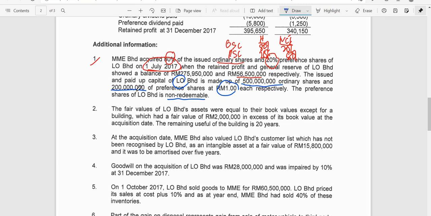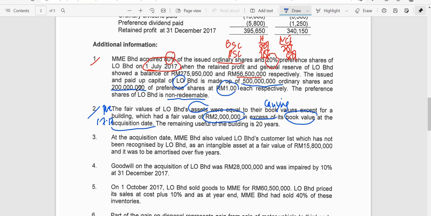And then number 2, you have the information on fair value adjustment. You were informed that the fair value of LO, the subsidiary company's assets, were equal to their book values, or the carrying values, except for a building which had a fair value of 2 million in excess of its book value. So there was a revaluation surplus, and this happened on the acquisition date, 1st of July 17. So this is actually a pre-acquisition surplus.